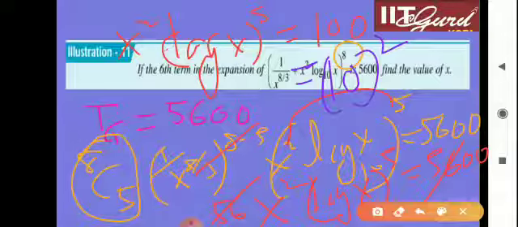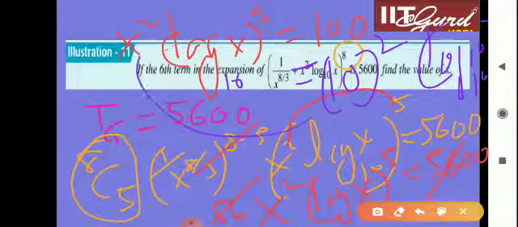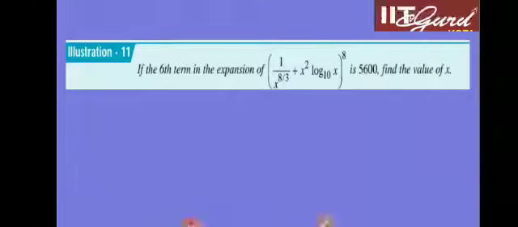And here log, as this is undoubtedly base 10, some students can also write log 10 base 10 to the whole square, right? And comparing here, you will get x as 10. So finally the solution is x equal to 10. Yes, so finally x equal to 10 will be the answer. Let's see the solution.